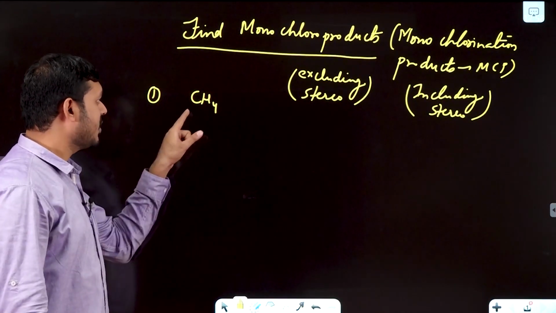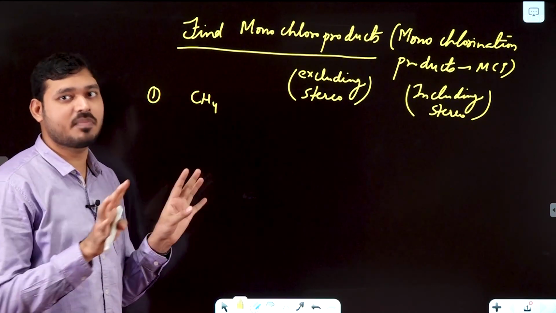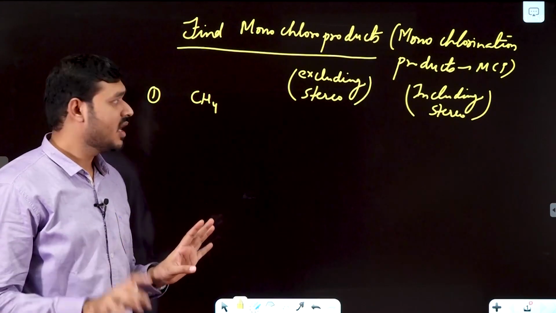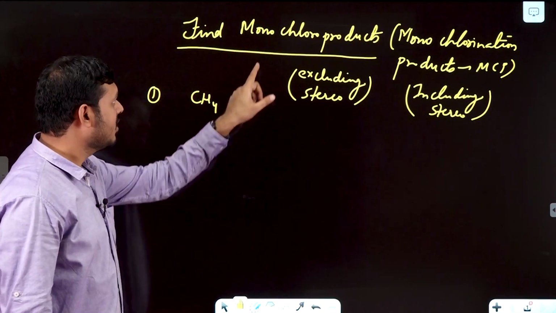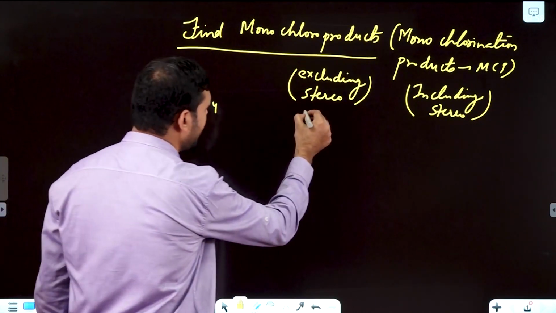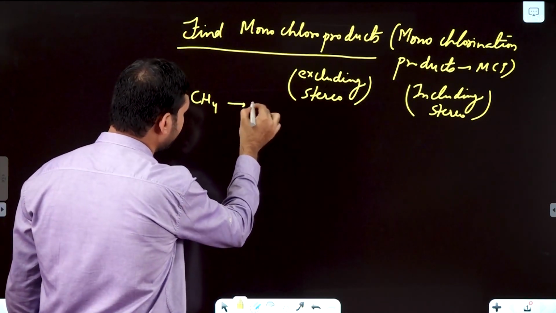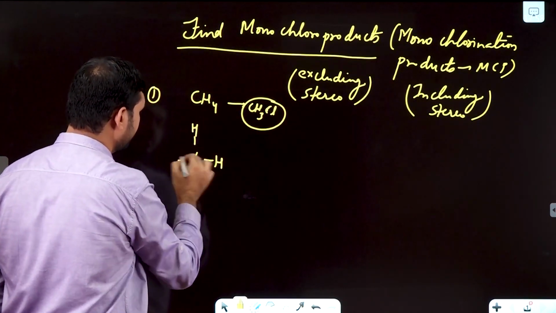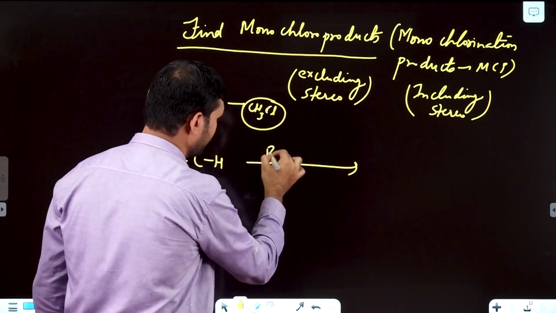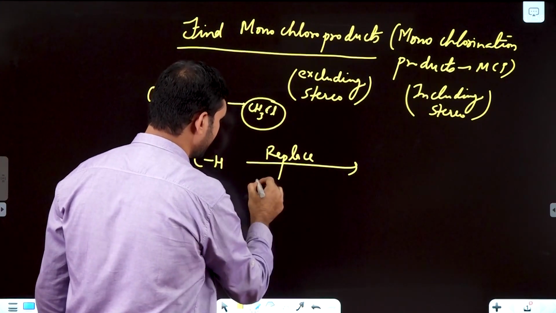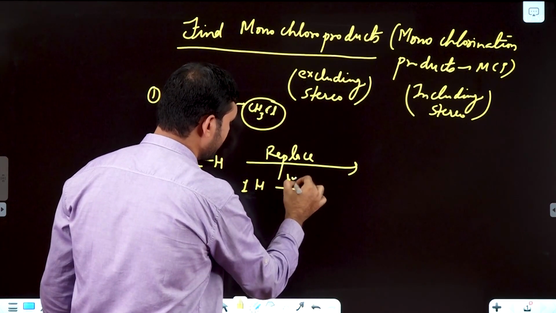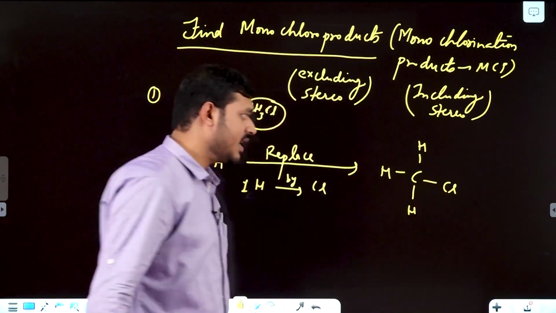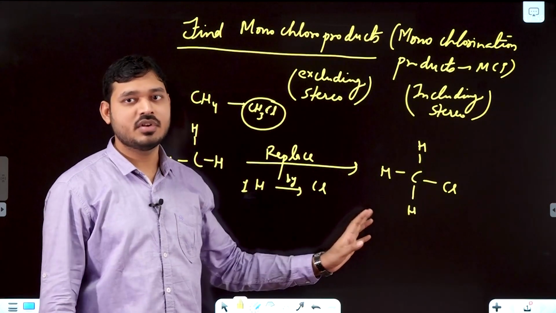Simply, I have to replace one hydrogen by chlorine. The mechanism is right now not our part, whether it is a free radical mechanism, or a carbocation or carbanion is formed. That is not our case right now. Right now I just need to replace one hydrogen by one chlorine. So CH4, replace 1 H by Cl, it will become CH3Cl. This carbon is having 3 hydrogens and 1 chlorine, so it is not a chiral center.